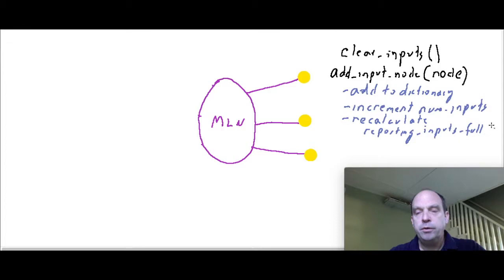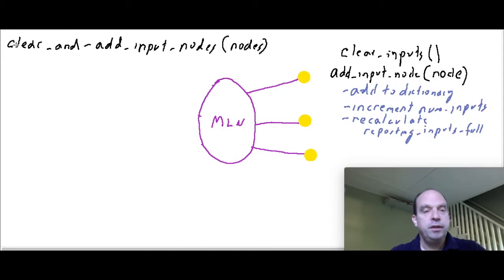Recalculating reporting inputs full involves calculating a power of 2, which is a little bit expensive, so we'd rather do that just once when we're setting up the neurode rather than every single time we pass through with a training sample. Another method that we'll implement is called clear and add input nodes. It will take a list of nodes this time, call clear inputs to make sure there's nothing on the input side, and then for each node in the list, it will run add input node.